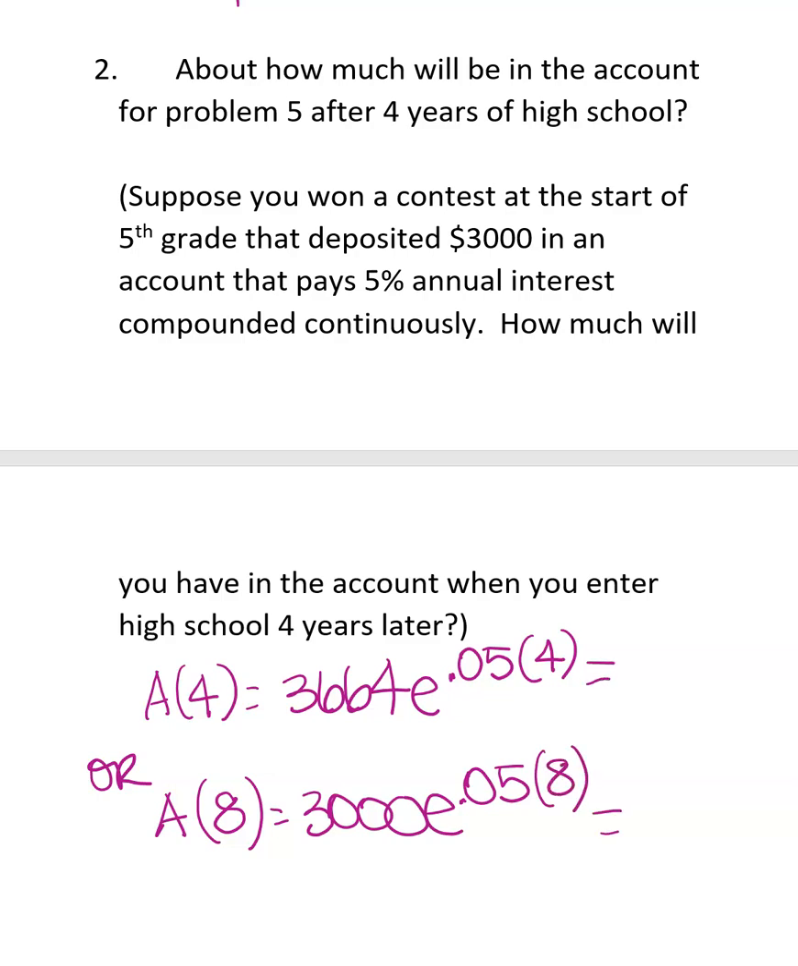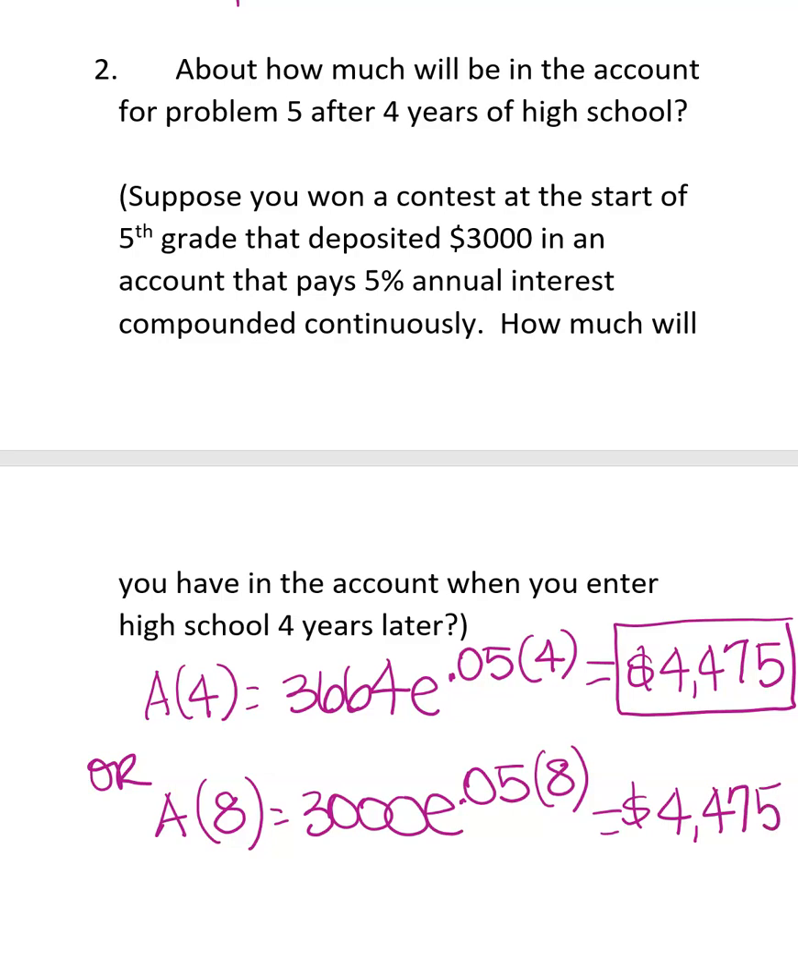If you calculate each one of these and round to the nearest whole number, you get about $4,475 each time, and you can stop and check that. So either way is okay. If this was actually a problem from the beginning, we would use this one, but if they ask you 2 different questions, you could use the one before it.